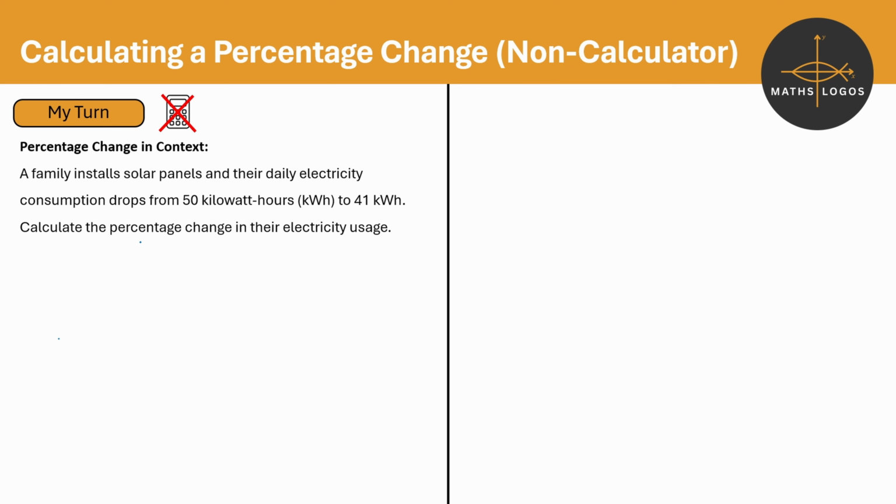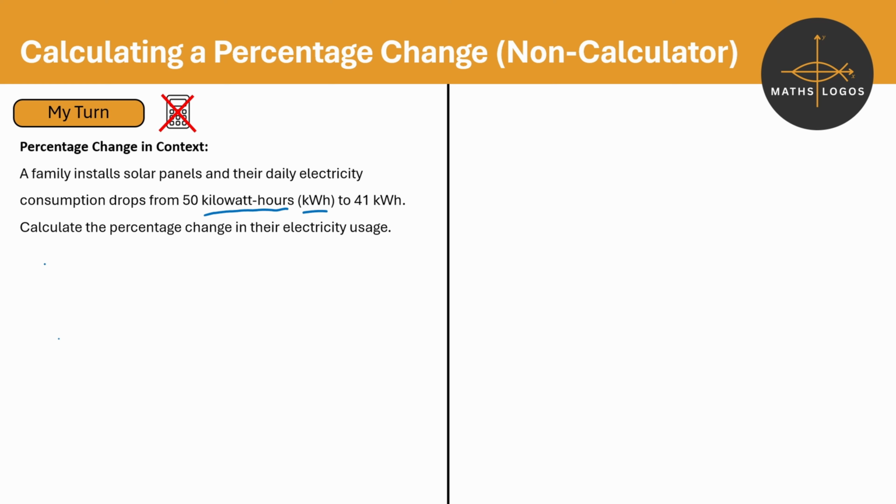We're now going to look at percentage change in context. A family installs solar panels and their daily electricity consumption drops from 50 kilowatt hours, kWh, to 41 kilowatt hours. Calculate the percentage change in their electricity usage. Just to draw your attention to this unit, kilowatt hours, that is a unit that measures electricity consumption. We abbreviate it to kWh like this.